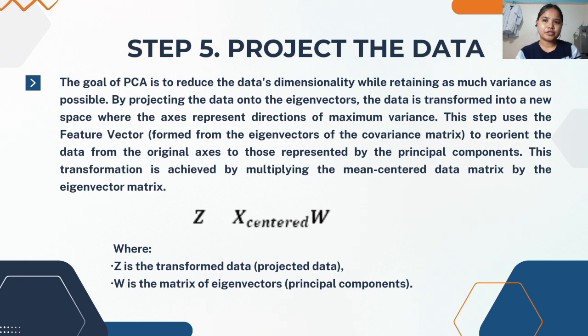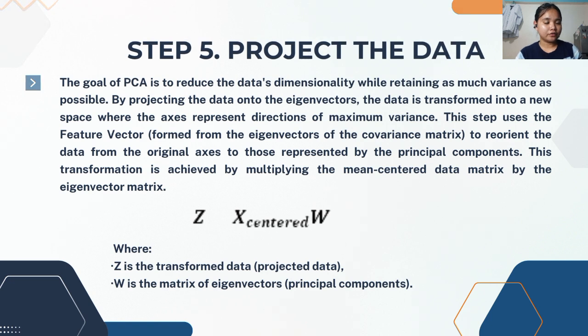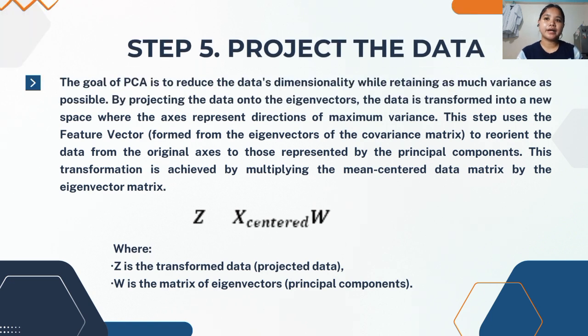This transformation is achieved by multiplying the mean-centered data matrix that we solved in step 1 by the eigenvector matrix which we solved in step 4. So this is now the formula: Z equals X sub centered times W, where Z is the transformed data or the projected data, and W is the matrix of eigenvectors or the principal components.